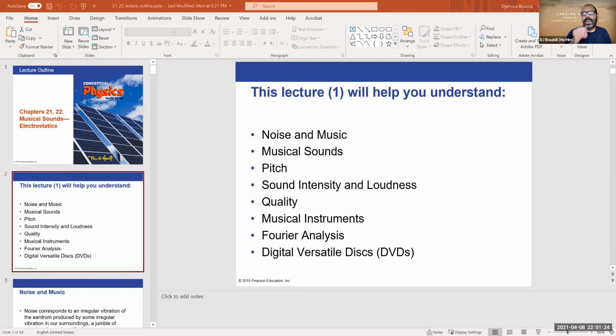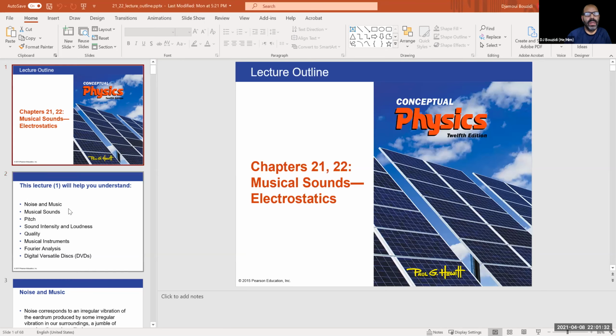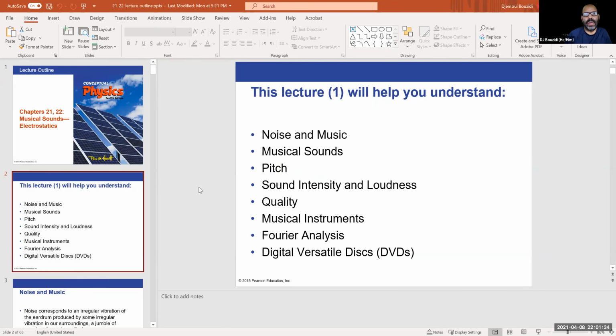Okay, so let me share my screen. These are the topics of the day. As I said, there are two different kinds of topics here. The first topic has to deal with noise in music. We talked about the harmonics when we were doing standing waves, the number of notes and notes. That is in here.